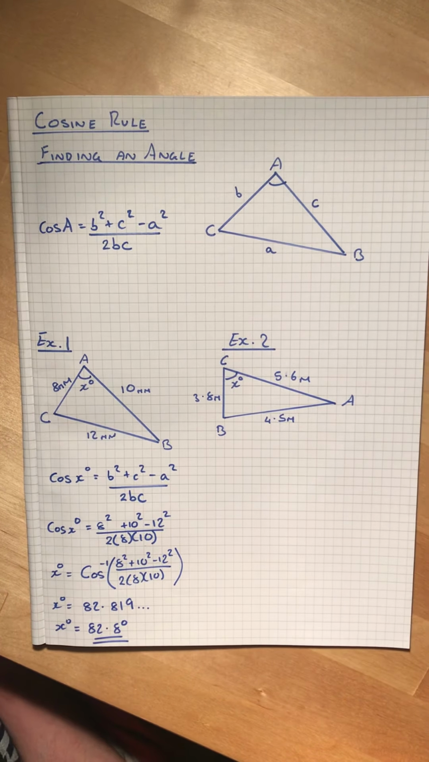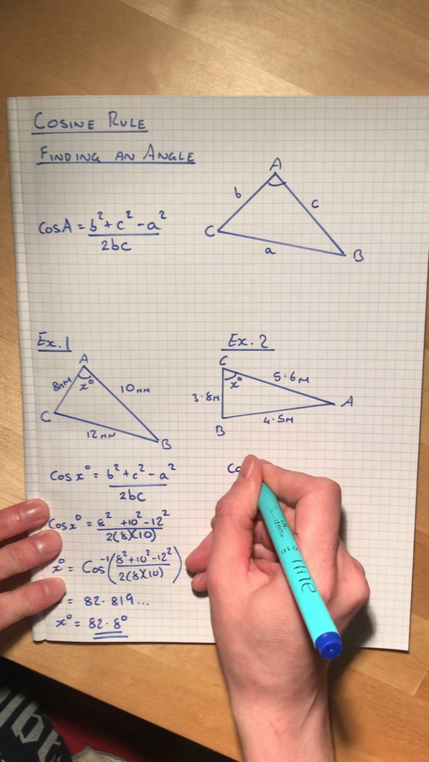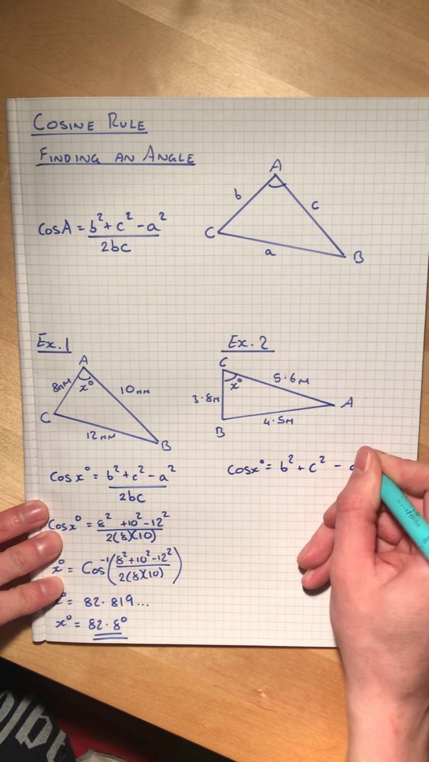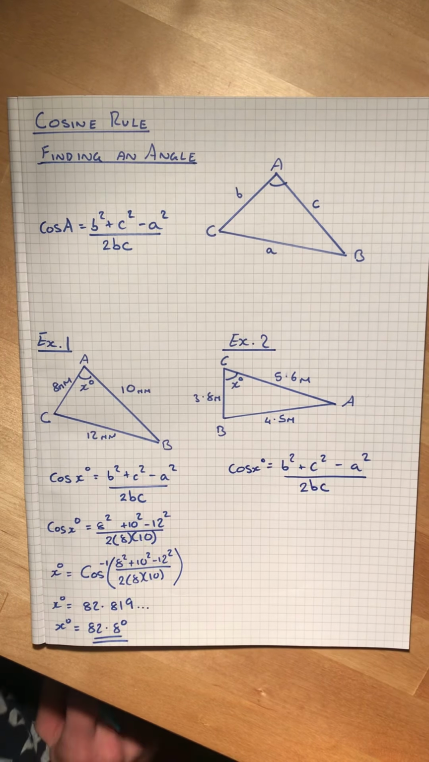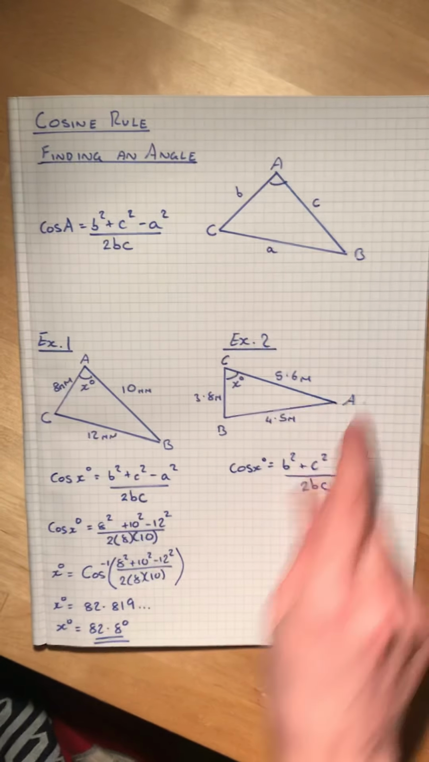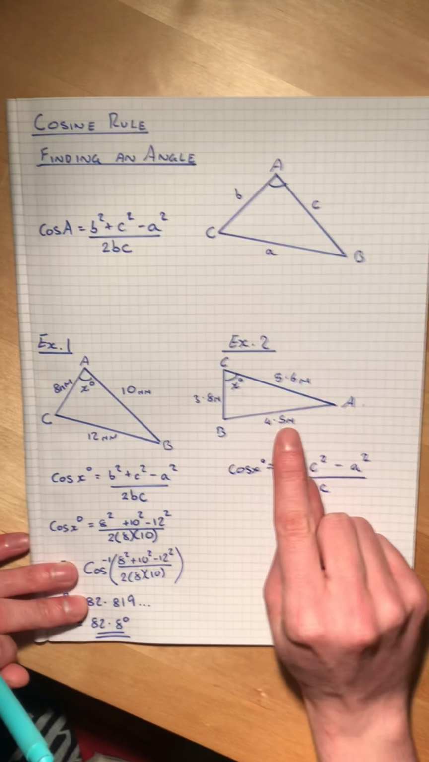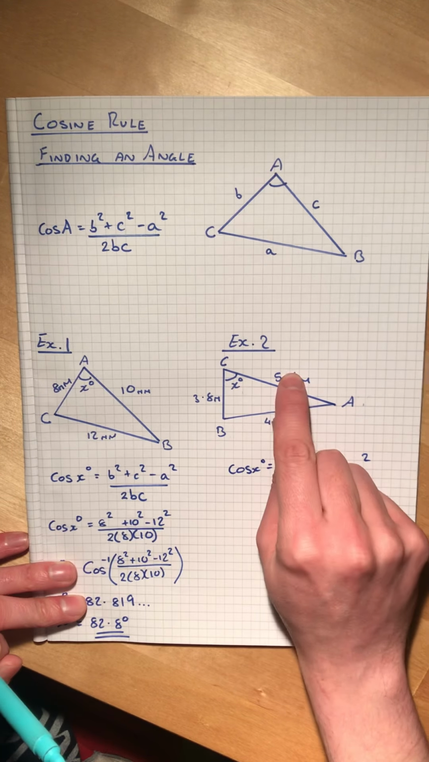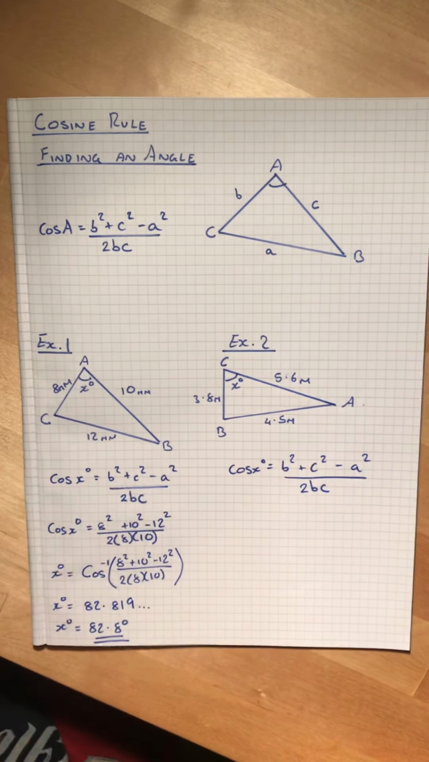Okay, so let's move on to the next example. Straight away, cos x degrees equals b squared plus c squared minus a squared, all divided by 2bc. Said this many times now, it does not matter what they're labelled, as long as you remember that we're finding that angle, so this is the side that we subtract. Doesn't matter whether this is B or this is B, or this is C and this is C, as long as the side opposite it is the one that you're subtracting.